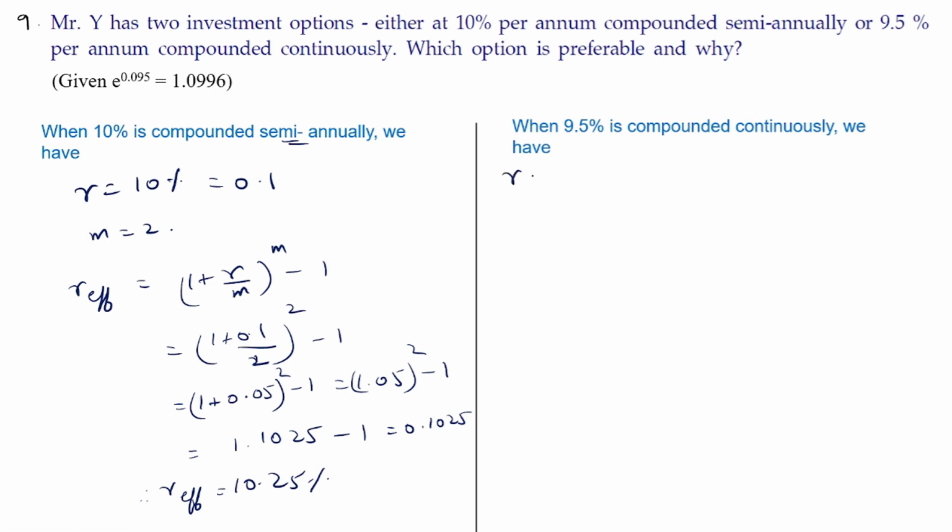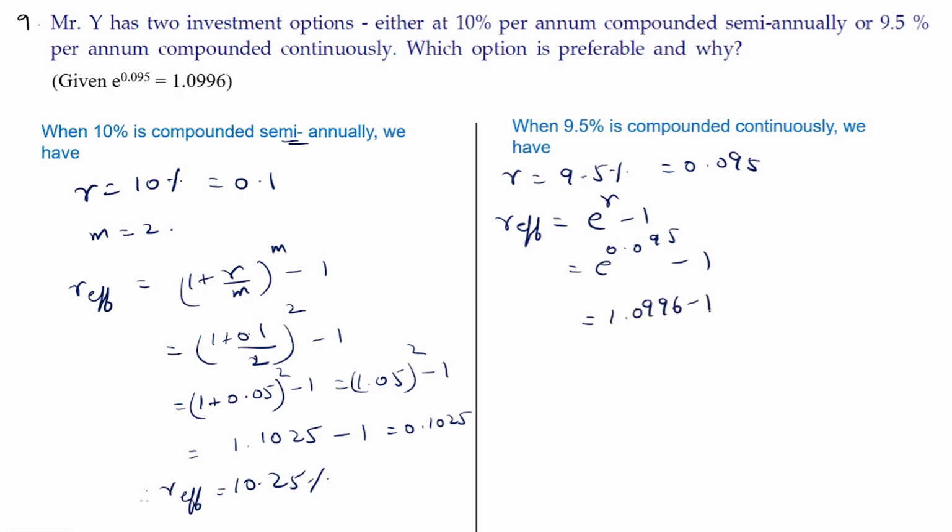Next, we have when 9.5% is compounded continuously. In this case, we have R equal to 9.5%, or 0.095. When interest is compounded continuously, the effective rate of interest is e raised to R minus 1. It is e raised to 0.095 minus 1. E raised to 0.095 is 1.0996. This is 1.0996 minus 1, which is 0.0996. This is 9.96%.